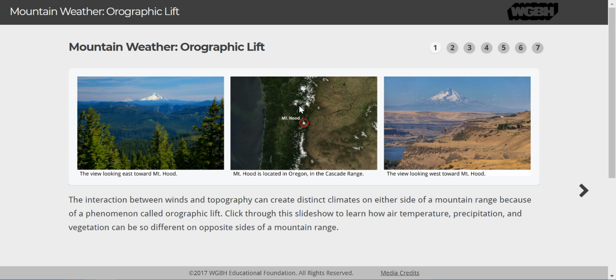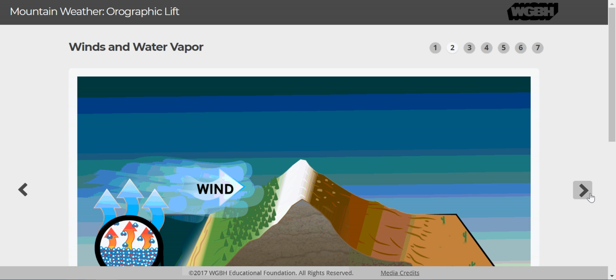Now, if you look at a few examples of that, Mount Hood, we studied Mount Hood when we were doing volcanoes in the Pacific Northwest. You can see that this range of mountains is very wet on this side, and it's drier on the other side. This is what it looks like west of Mount Hood, and this is what it looks like east. That's the same volcanic mountain right there. And you can see how it's super lush on the windward side and very dry on the leeward side.